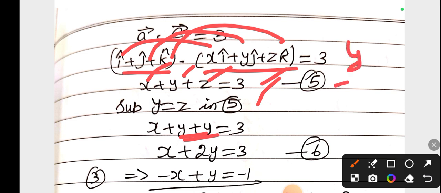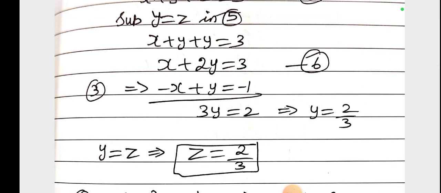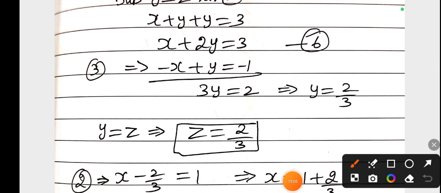So y plus y, 2y. So x plus 2y equals 3. Then solve it. When we start solving, what will we get now? x plus 2y equals 3 and minus x plus y equals minus 1. Plus x, minus x gets cancelled. 2y plus y, 3y. 3 minus 1 equals 2.